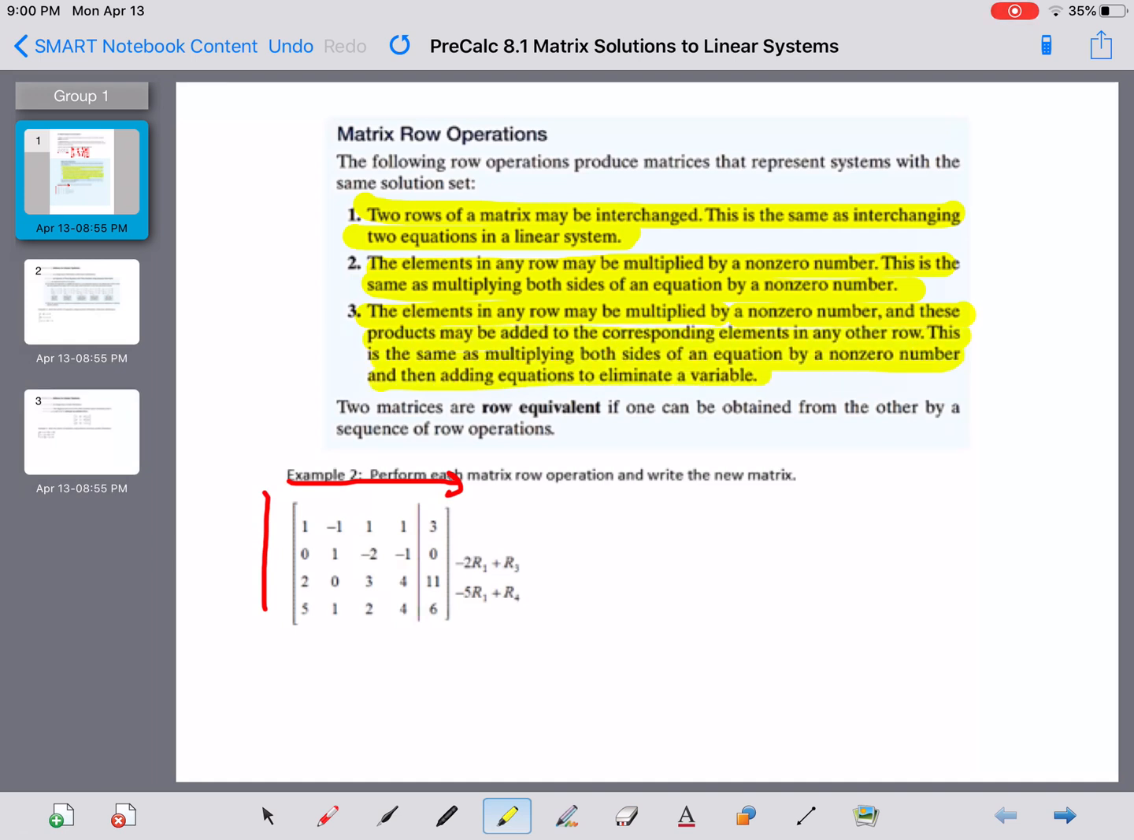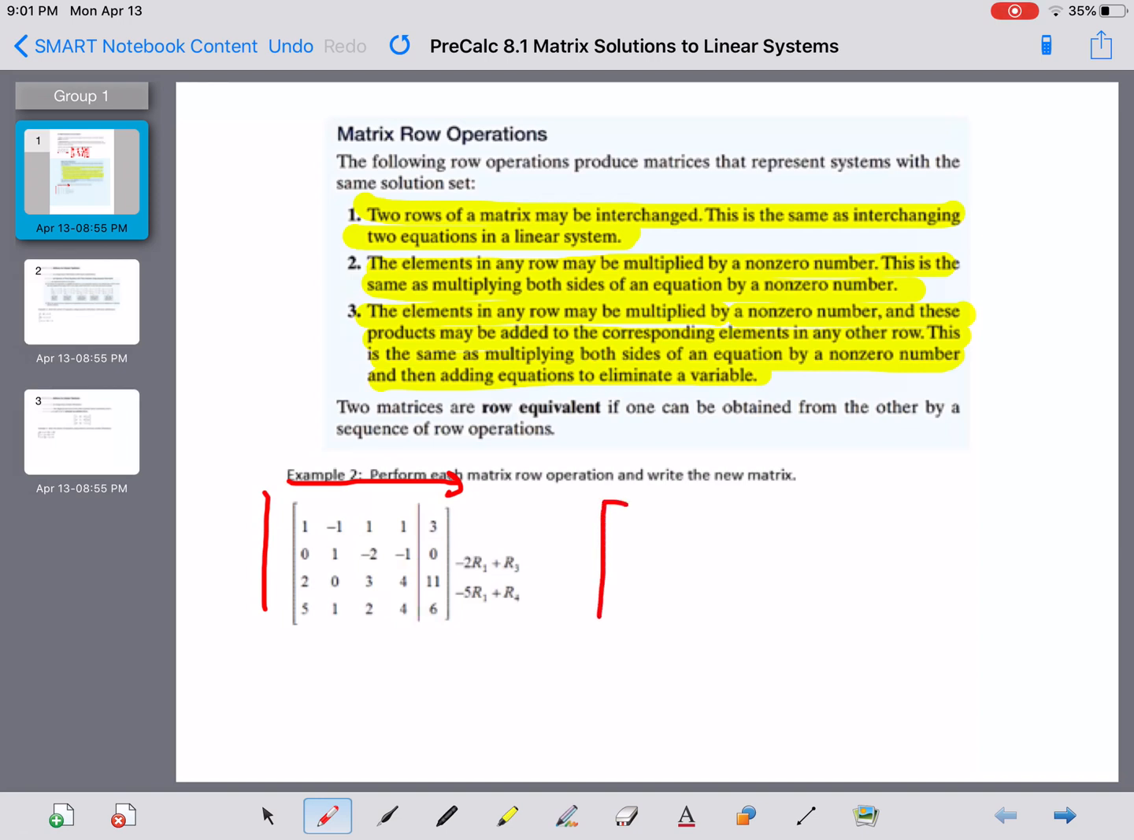So this is kind of like our elimination method. These are the legal moves, things we can do to change our matrices. Two matrices are row equivalent if one can be obtained from the other by a sequence of row operations. All right, so we're going to try these row operations down here on example 2. They told us what they want us to do.